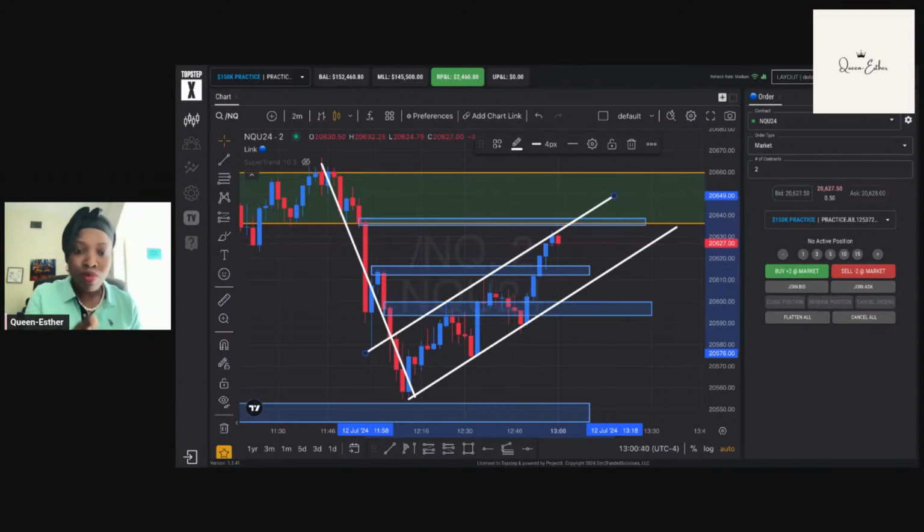Now, I also mentioned that my trend line from the flag pattern can act as a resistance, right? There's the red candle forming right there. Again, it can continue all the way to this area.